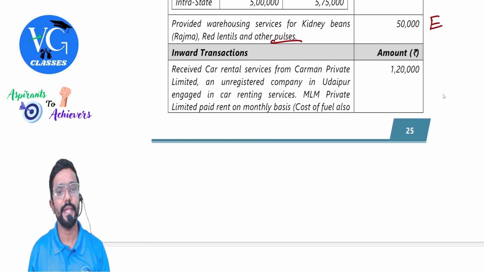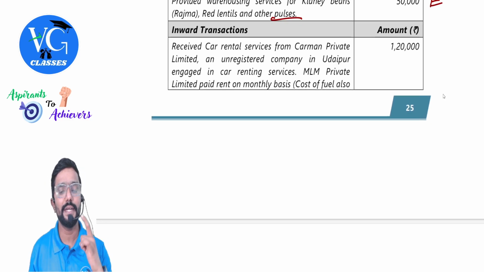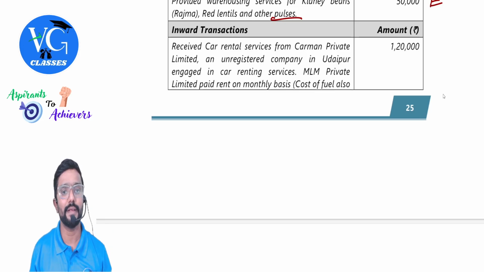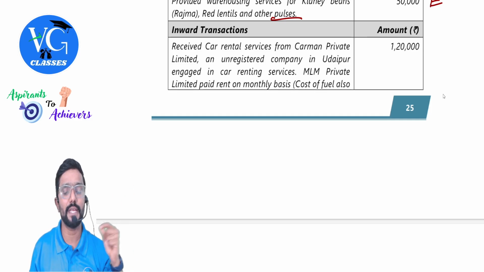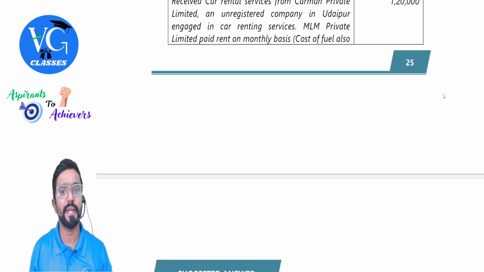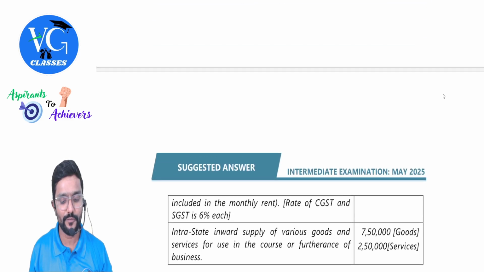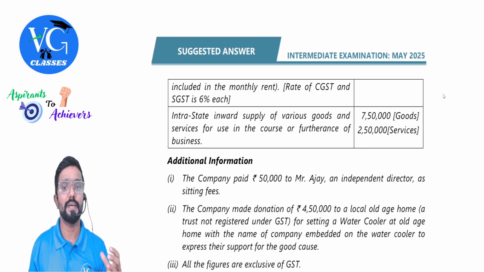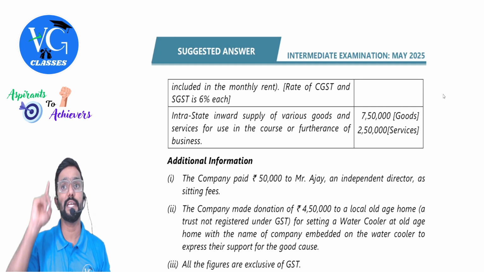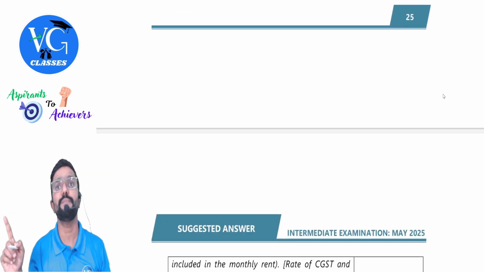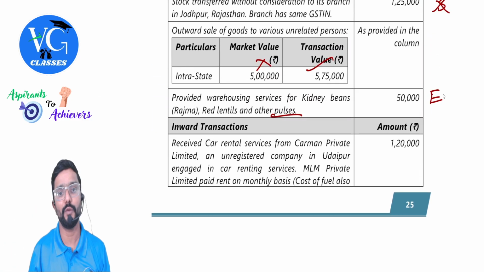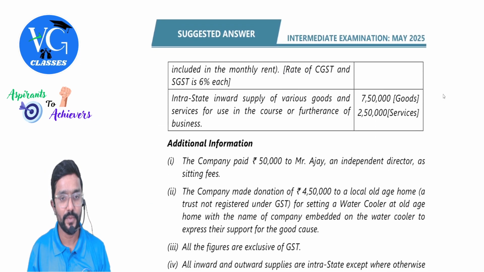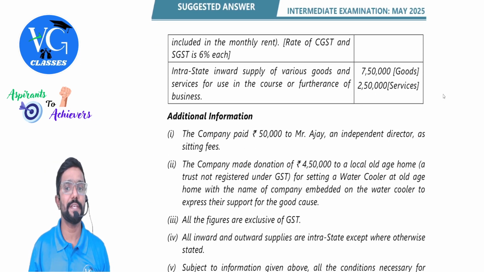Yes, sir. Inward transactions. Received car rental services from Carman Private Limited, an unregistered company in Udaipur, engaged in car renting services. MLM Private Limited paid rent on a monthly basis. Cost of fuel is also included in the monthly rent. Rate of CGST and SGST is 6% each. Guys, please be careful. Supplier is unregistered, recipient is registered here. Got it? Renting of motor vehicle is renting of motor vehicle.